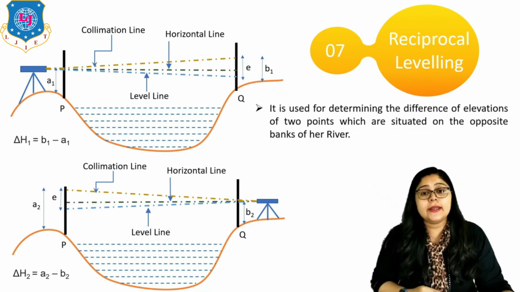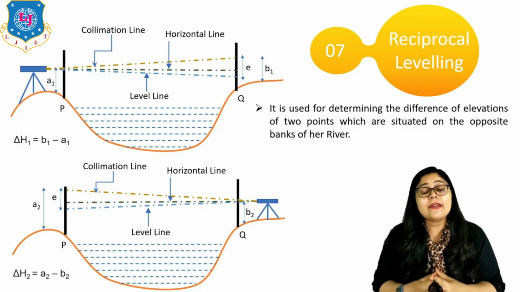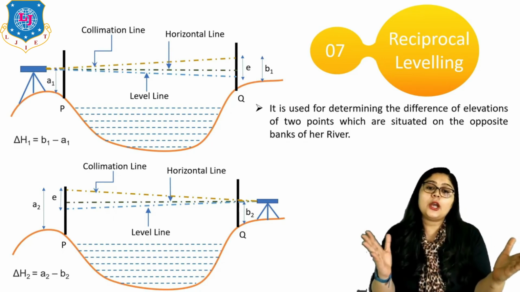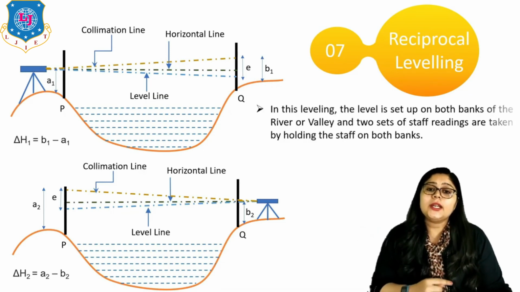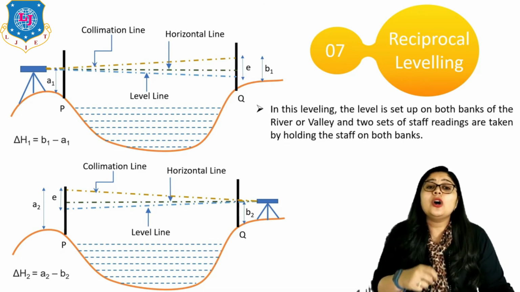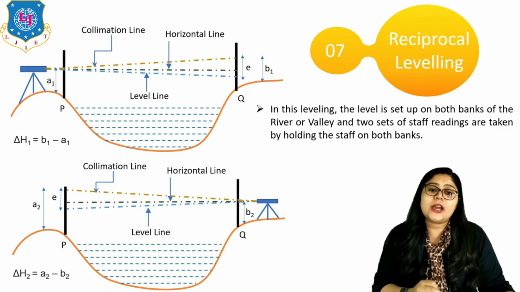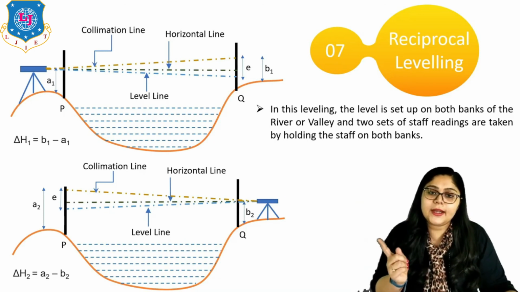So here I can say it is only used for determining the difference of elevation of 2 points which are situated on the opposite banks of the river, right? And if I want to calculate it, I can say in this leveling, the level is set up on both banks of the river or valley, and two sets of staff readings are taken by holding the staffs on both the banks, right?